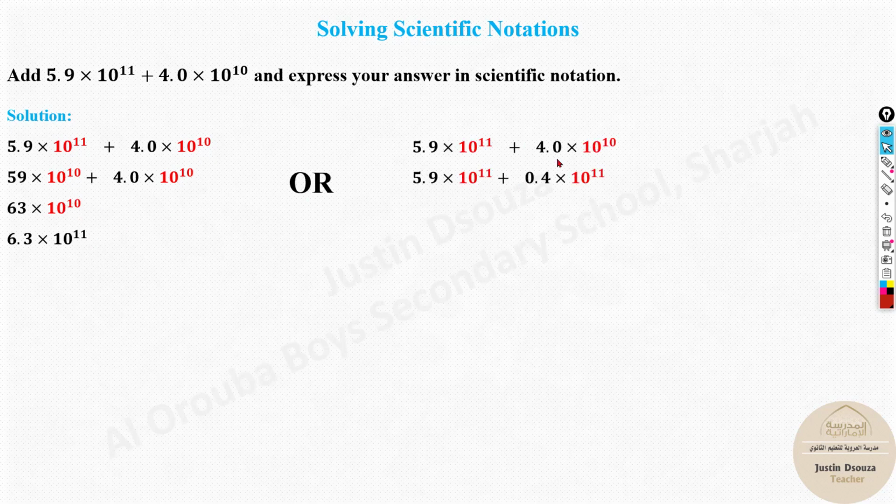Same way we can solve it by changing this 10 to the power 10 to 10 to the power 11. Let's try this. 5.9, 10 to the power 11 remains the same. Since we are increasing 10 to 11, you need to reduce this number from 4 to 0.4. Now add these two numbers. 5.9 plus 0.4 is 6.3 times 10 to the power 11. This is how you can solve scientific notations.